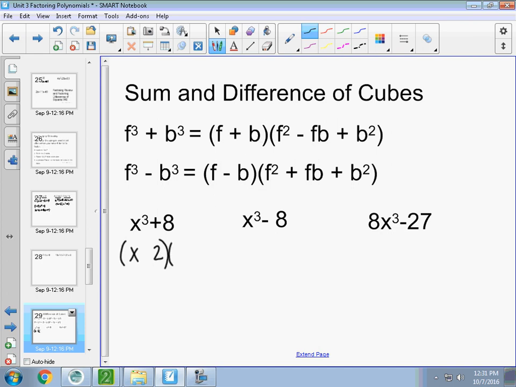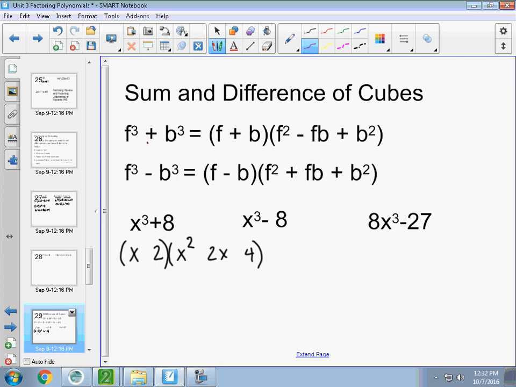Then, once we have these two numbers, we're going to be able to build the back part of our answer. So we use the front part of the answer, and we take that front value and we square it. So this becomes x squared. Then we take the front times the back to give us 2x, and then we take the back part and we square it. So 2 squared is 4. Now we go back and we put the signs in, pluses and minuses.